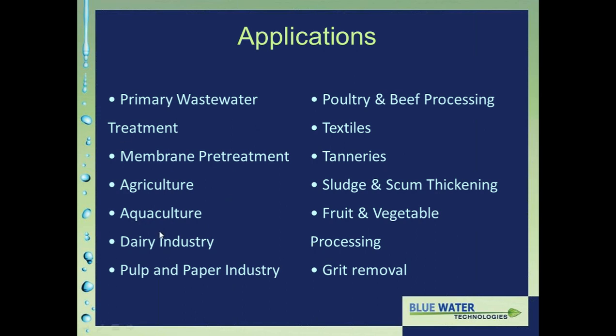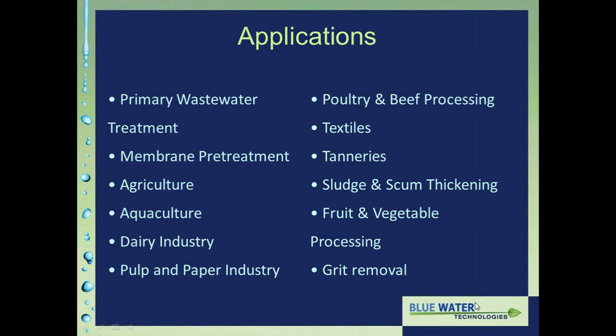We've also used these in agriculture, aquaculture, dairy, pulp and paper. I showed a couple of videos, and one of those was actually from a dairy plant. Very applicable for textile applications, scum and sludge thickening, another application. And the nice thing is these rotating belt filters do all the grit removal, which, depending on how the plant is configured, you might want to have a separate grit chamber if there's an on-site digester, for example. But if that's not a consideration, then it can be used to do the plant grit removal as well.